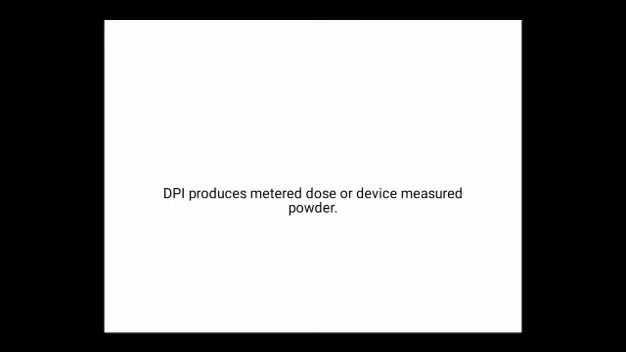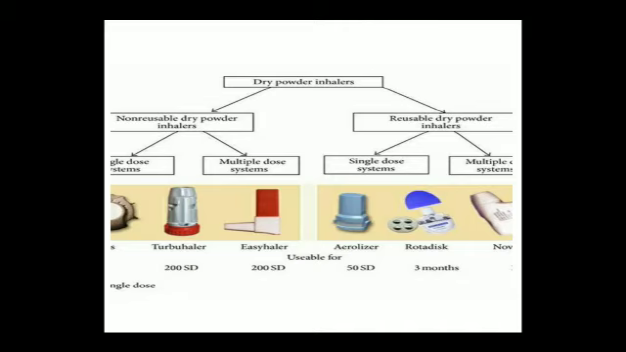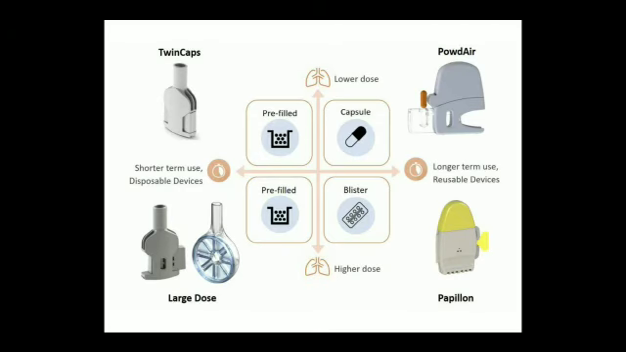Dry powder inhalers produce metered dose or device-measured powder. There are different types: non-reusable dry powder inhalers and reusable dry powder inhalers. Non-reusable dry powder inhalers are again classified into two types: single dose systems and multiple dose systems. Examples: Turbohaler, Easyhaler. Reusable dry powder inhalers are also classified into single dose systems and multiple dose systems. Examples: Aerolizer, Rotadisc.